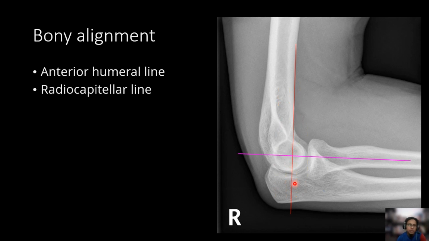The next alignment is the radiocapitellar line, the line made from the mid shaft of the radius down horizontally to the mid part of the radial head, and this line should intersect the capitellar region. So it means that the radiocapitellar line is still in alignment.